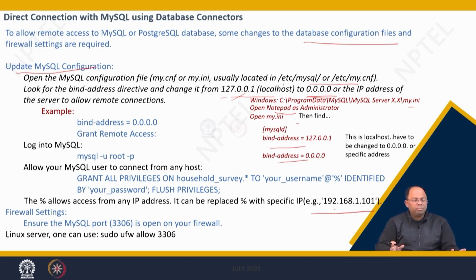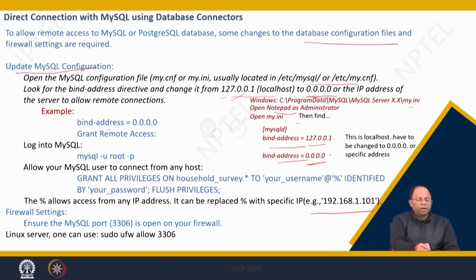So that also we can specify. What it basically means is, this bind address by default is the localhost. I am going to change this to this. So I go into the ini file and open it in Notepad, and change this value. That means my configuration is changed. So now anybody can access this particular server or this database which is located in this server.